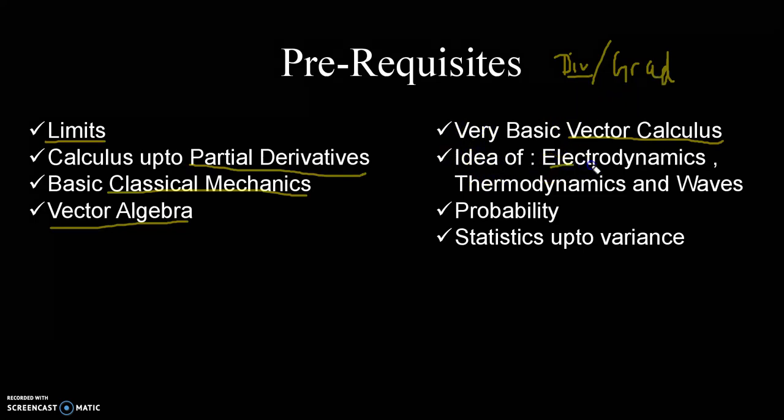Then some idea of electrodynamics, thermodynamics, and waves will be helpful, especially waves, because we will be studying the wave function after all, so you must have an idea of waves. Finally, probability and statistics are a must, because quantum mechanics is by its nature statistical, so you should know standard deviation, mean, mode, variance. In this video, I will be talking about some prerequisites of these two. So let's begin.